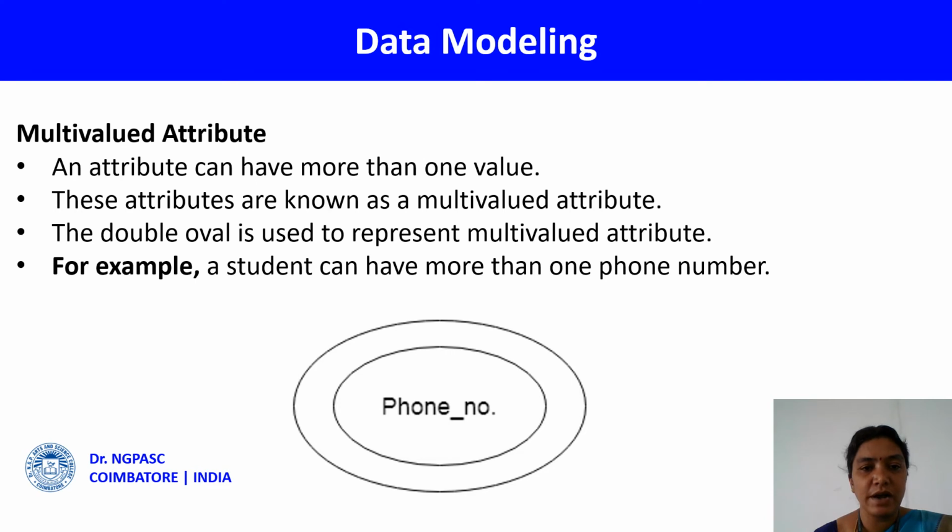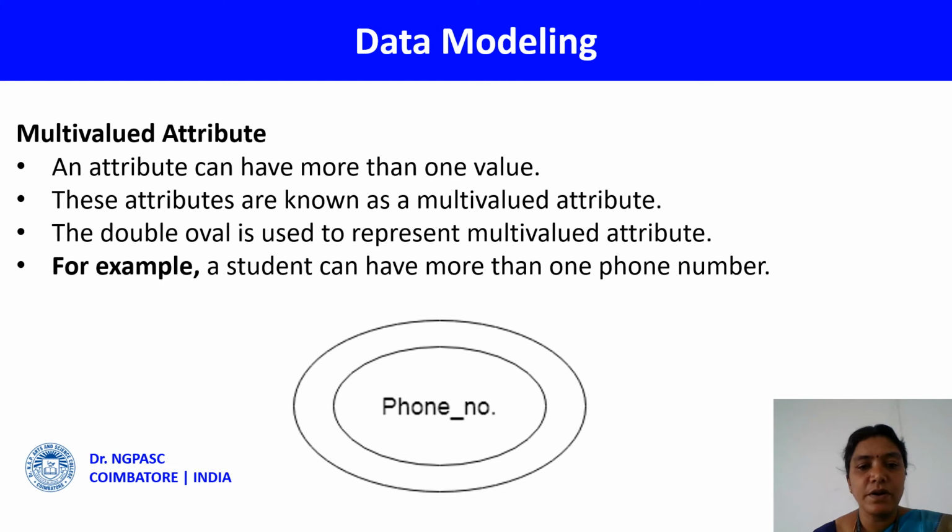Next, multi-valued attribute. As the name itself defines, it is an attribute which has more than one value. If you are taking phone number, a person or a student or an employee may have another alternative phone number. So those types of attributes, I can call a multi-valued attribute. I can call email ID also a multi-valued attribute, since a person may have more than one mail ID. The symbol used to represent a multi-valued attribute is the double oval.